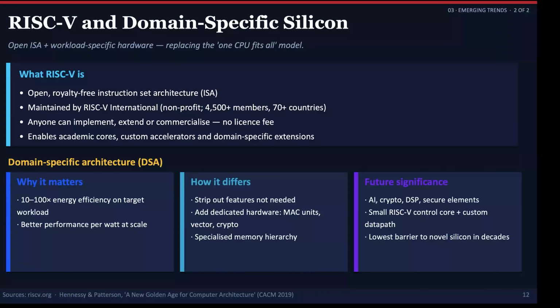These two ideas combine very well. A small open RISC-V core as the control processor with a custom domain-specific data path around it. And that pattern is already appearing on edge AI devices, radio DSP, and secure elements. For students, the barrier to propose novel hardware is lower than it has been in decades. And I think this workshop also follows the same type of architecture.